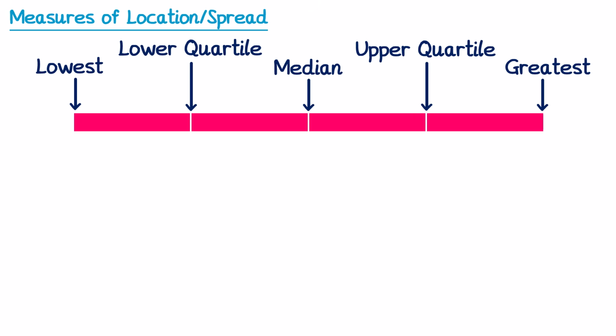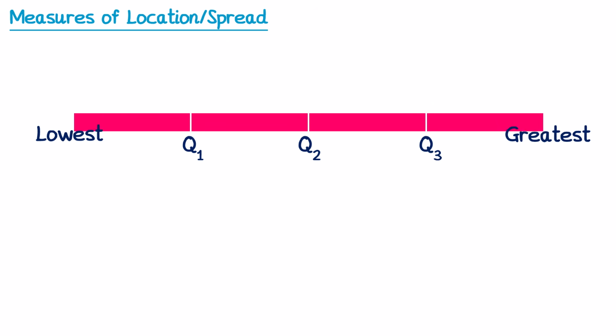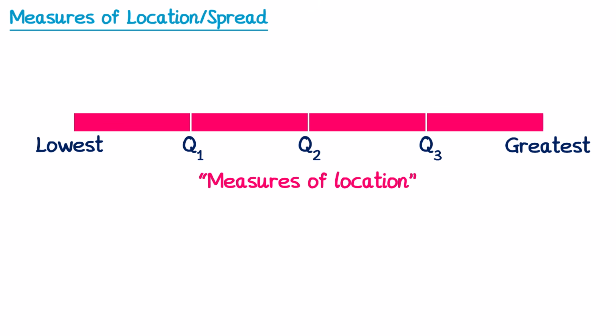You should remember all of this from GCSE Maths. Instead of writing the lower quartile, we sometimes write Q1 for short. We can write Q2 for the median, and Q3 for the upper quartile. Each of these values locates a particular point within the data, so we call them measures of location.